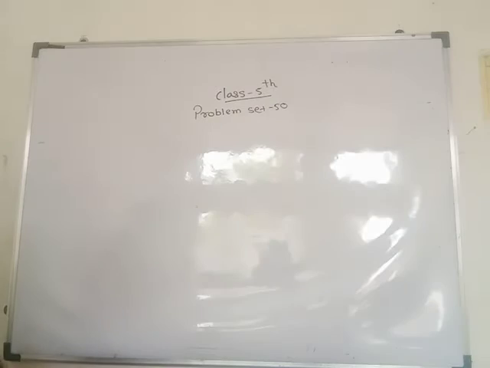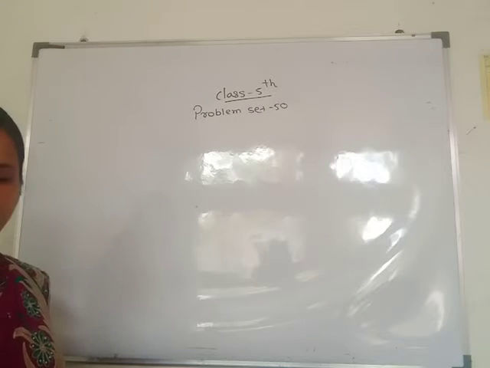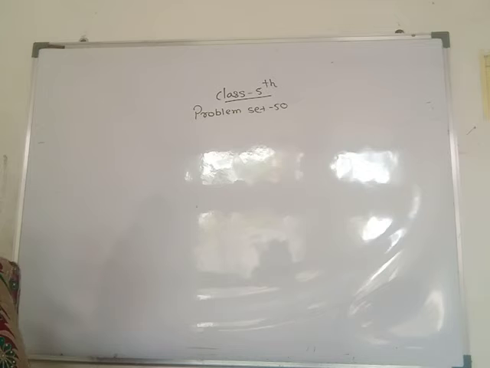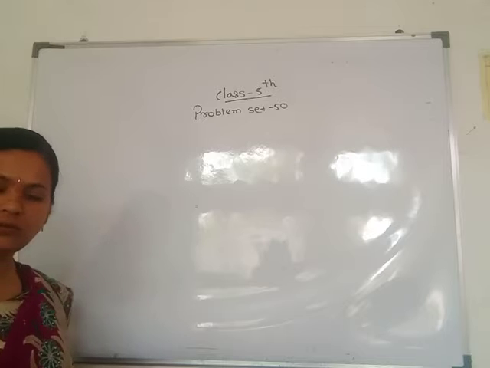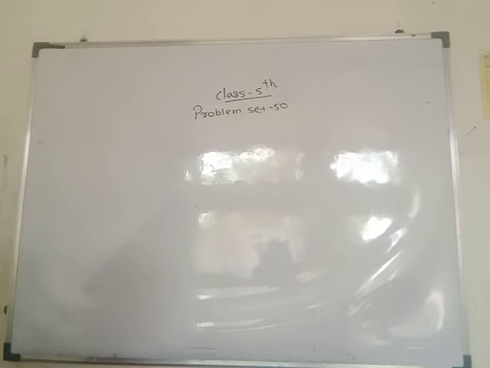Problem set 50. The length of the side of each square is given below, find its area. Here the length of the side of each square is given and you find out its area. This question is completed. Then the second one.